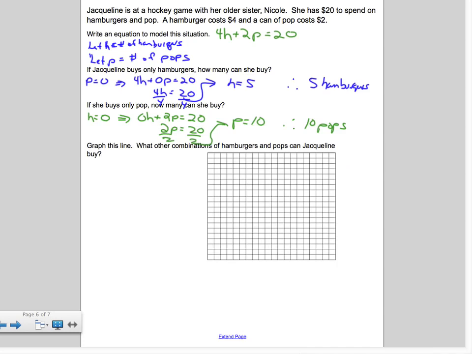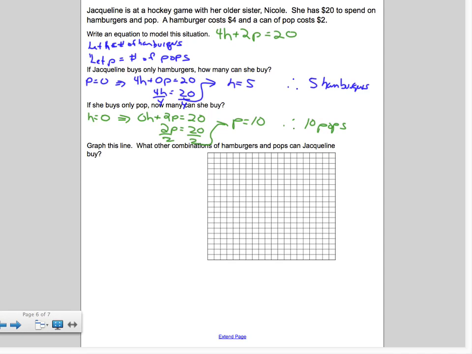So we want to graph this. How can we graph this? How can we just take what we learned from previous examples and graph this? Think about it. How can we graph this then?